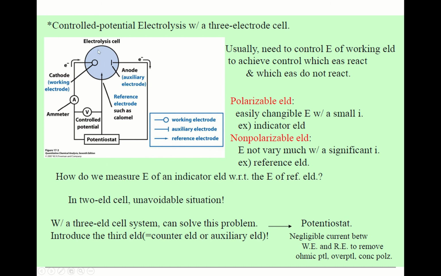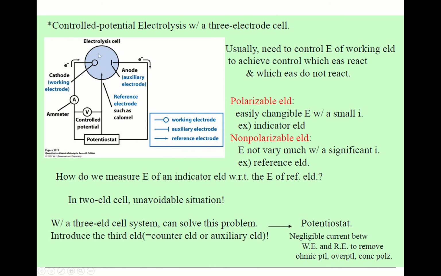Now this is an electrolysis cell or electrochemical cell, and there are one, two, three electrodes. This one is a reference electrode, this one is an auxiliary electrode, and this one is the working electrode. Depending on oxidation or reduction, this auxiliary electrode may be anode or cathode, and the working electrode may be cathode or anode. Don't be confused by that.